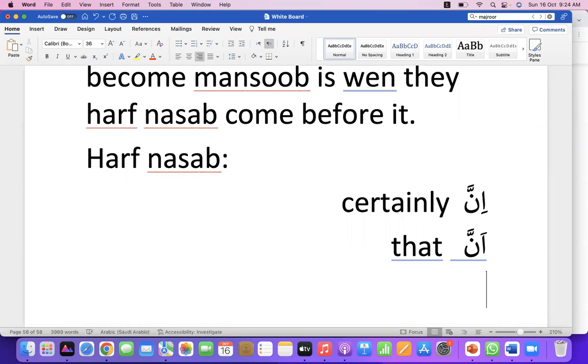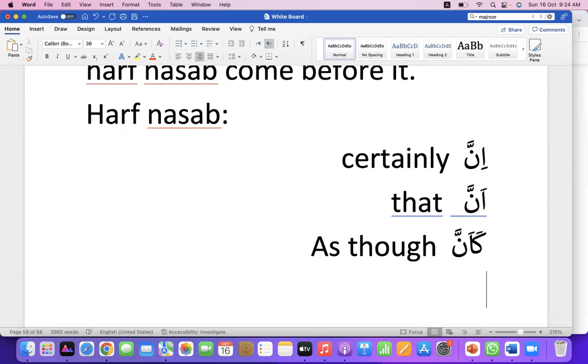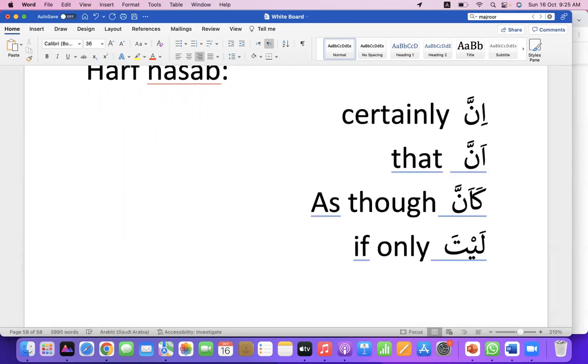Another one is ka'anna. Ka'anna means as though, like sometimes in English. Then you have laita. Laita means if only. Then you have lakinna.